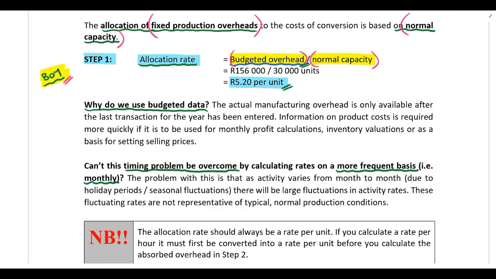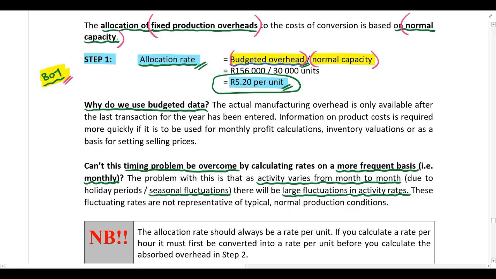And the reason for this is because activity levels of the company will vary from month to month, especially if we are dealing with a company where they have seasonal fluctuations in their sales. So if the activity levels vary from month to month, that is going to cause large fluctuations in the activity rates. So instead of having a standard activity rate of R5.20 per unit, which we will use for the whole year, if we perform this calculation more frequently, that allocation rate is going to vary on a month-to-month basis.